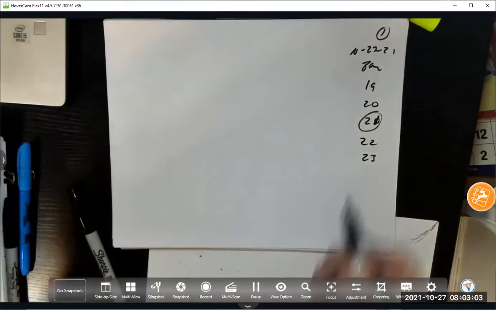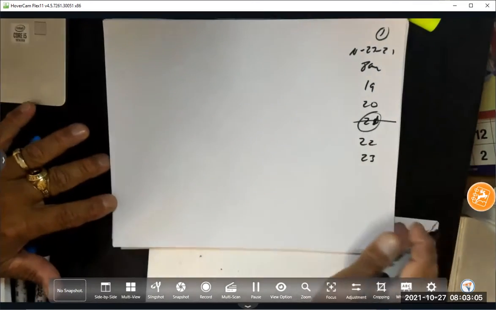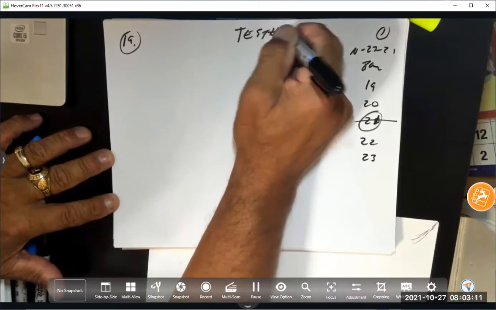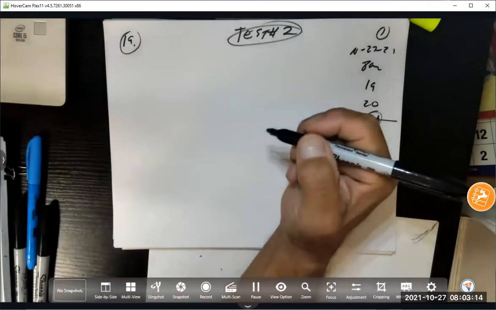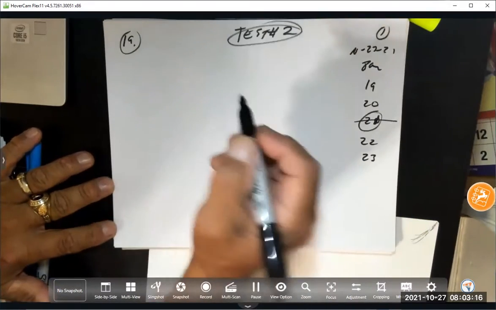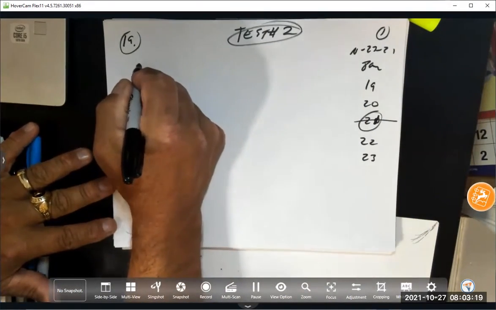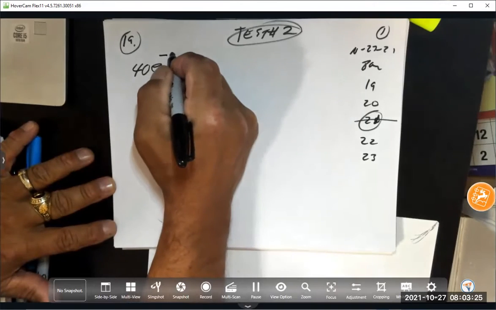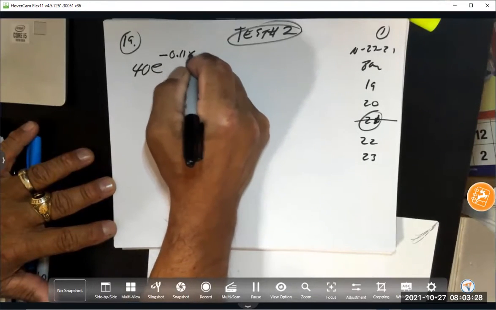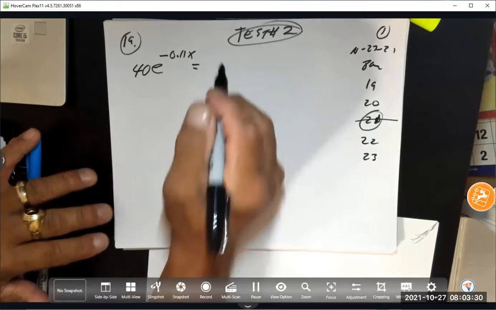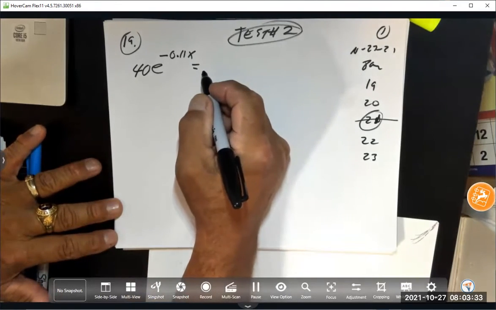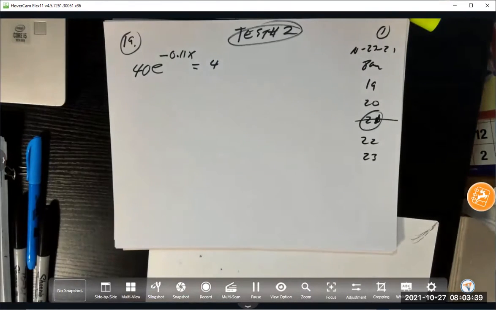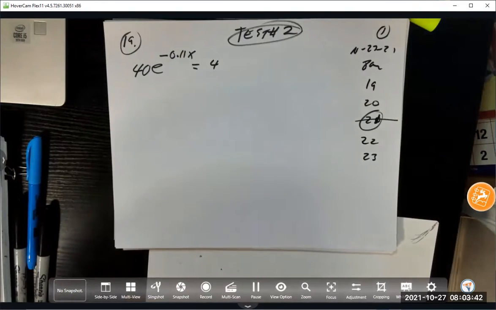All right. 19. We did it already, but I'm gonna do it again. Okay. So here's another 19 from test number 2. So this one is gonna be, if you have, let's see what I have. 40 e to the negative 0.11x equals 4. There you go. Oh, there's number 19. You have 40 e to that power equals 4.